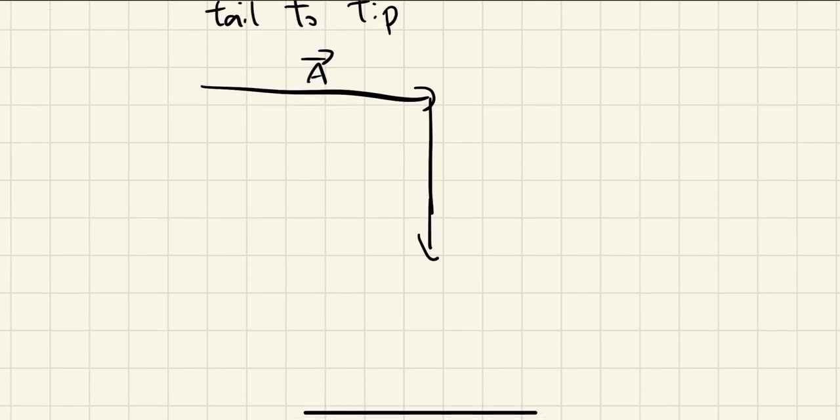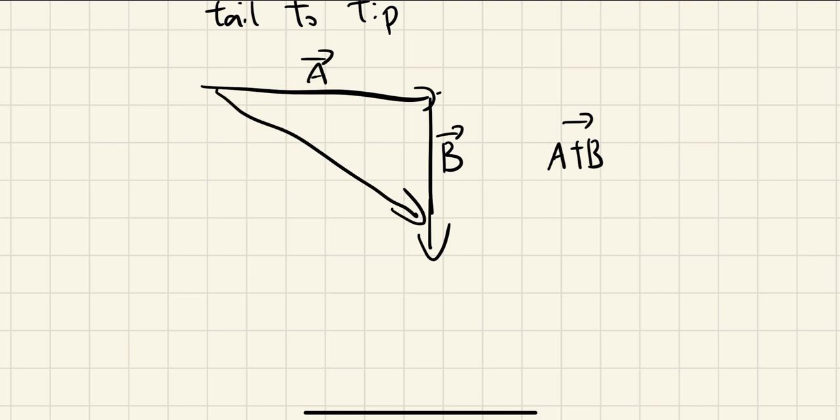Actually, people also call this tip, but I'll call it tail. Wait, sorry, I'm mixing it up. This is tail. This is tip. That should be it. Yep. So same thing: tail to tip. The tail here has to be attached to a tip for addition. So let's say this is vector B. Then vector A plus B would be this. This is the resultant vector A plus B.